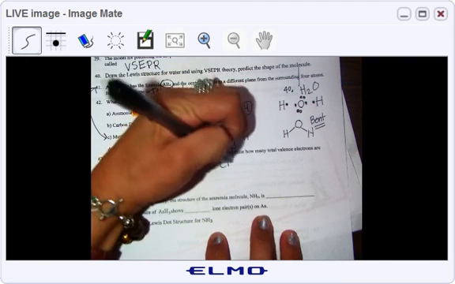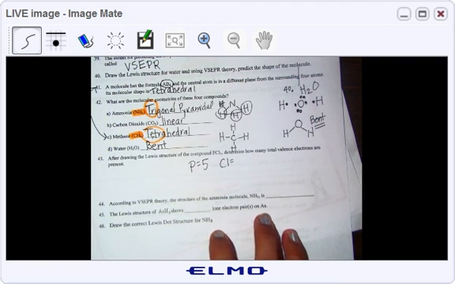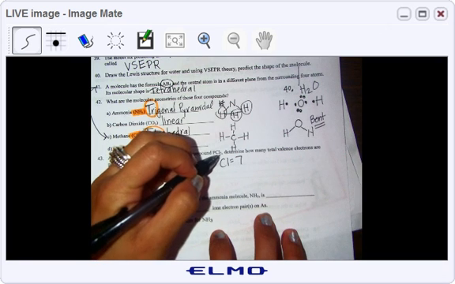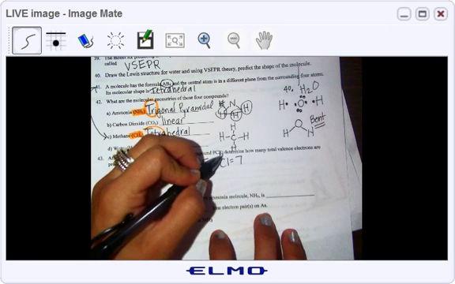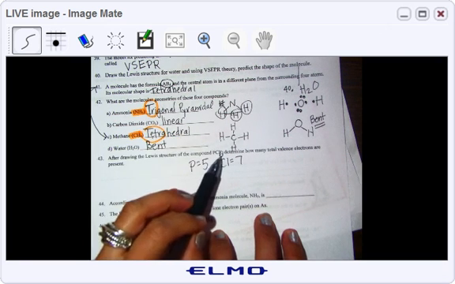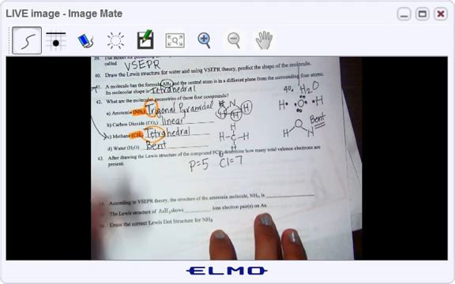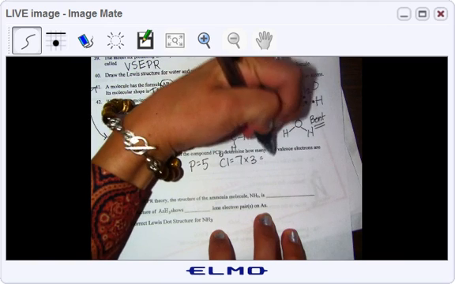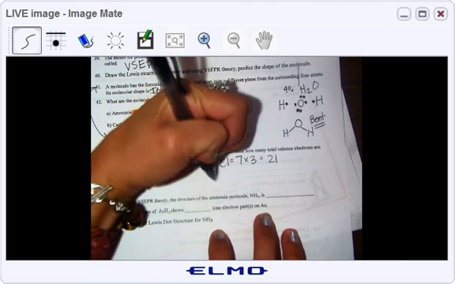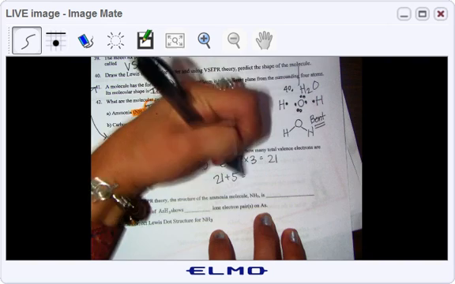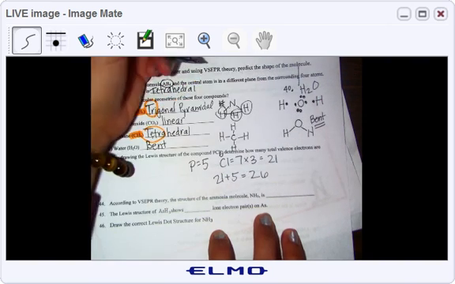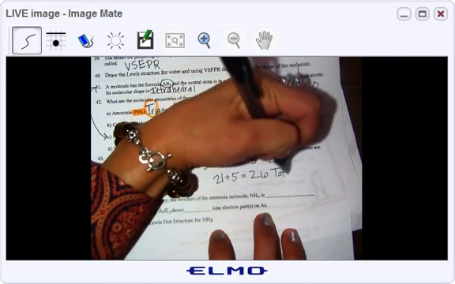Cl, what's the valence electrons for chlorine? 7. Except it says there's 3 of them, okay? Do not forget that. That's very important. Is that a subscript or a coefficient? Subscript. 7 times 3 is what? Okay, so we just do 21 plus 5. That's the total valence.